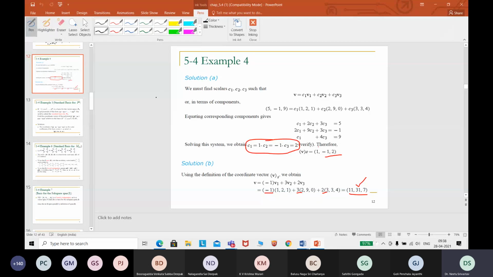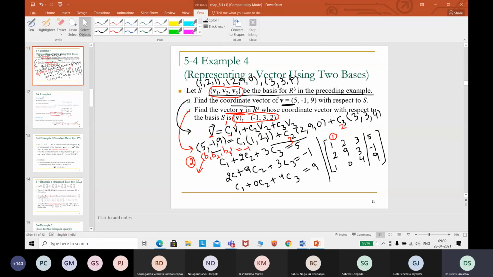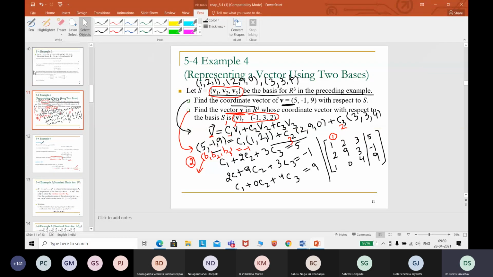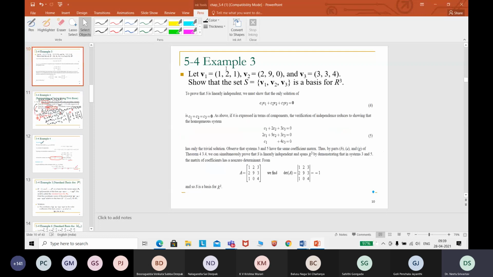In the previous example, you are given a set of vectors v1, v2, v3 and you need to check whether they form a basis. So let us go back; we'll take one example from yesterday's class. You need to show that v1, v2, v3 is a basis for R3.